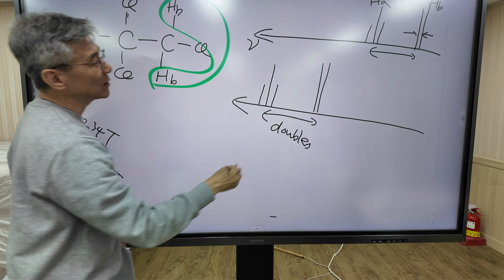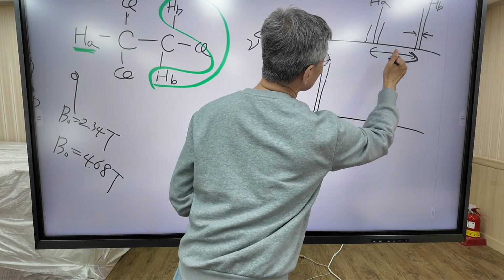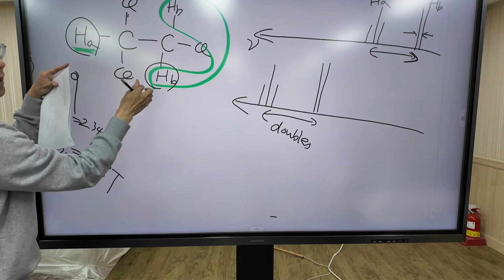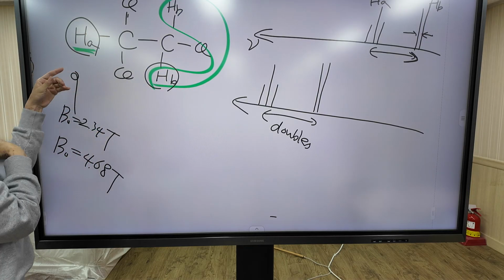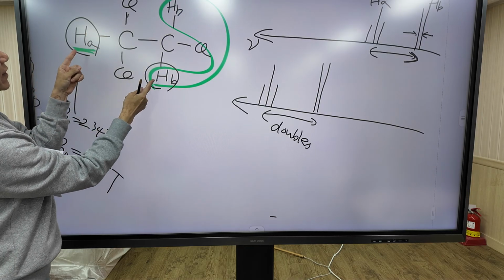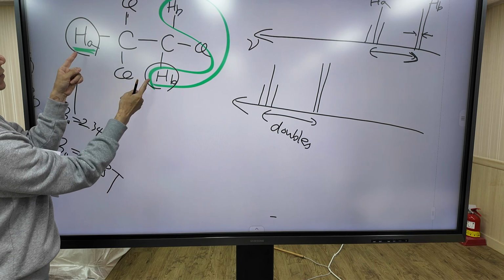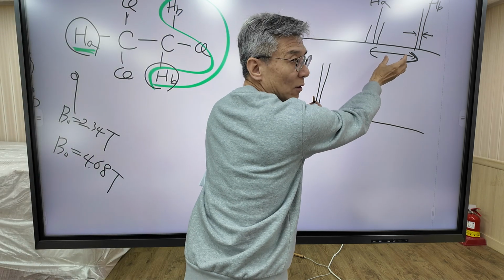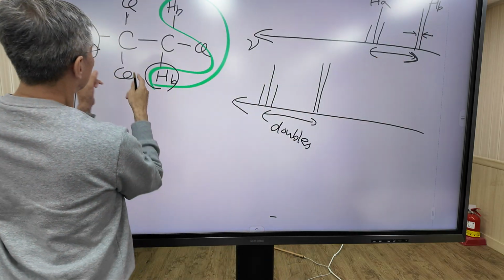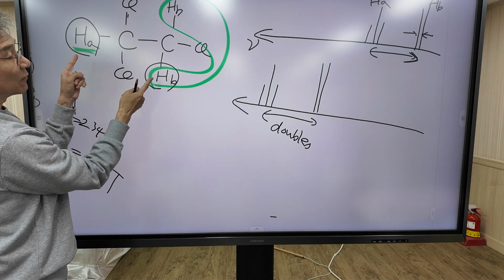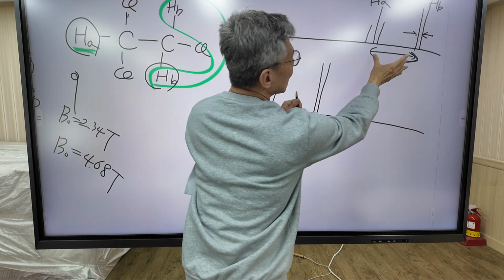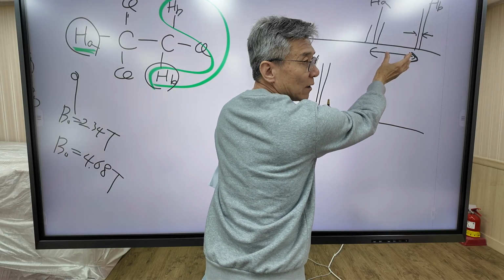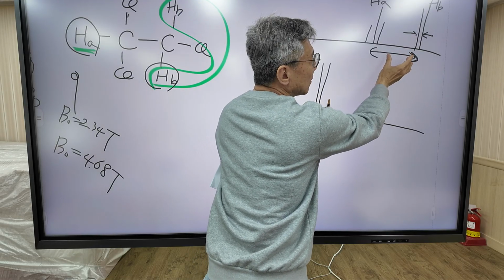So this separation reflects the difference in environment of the Ha proton and the Hb proton. When the two protons are in a similar environment, the difference is very, very small. Sometimes the peaks overlap, so it is difficult to resolve.